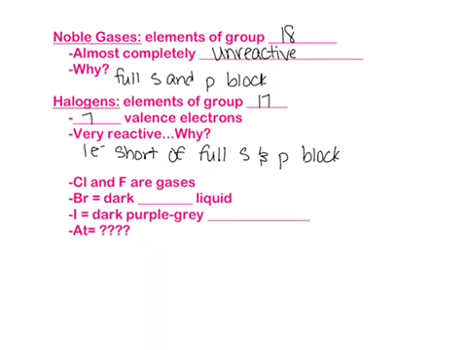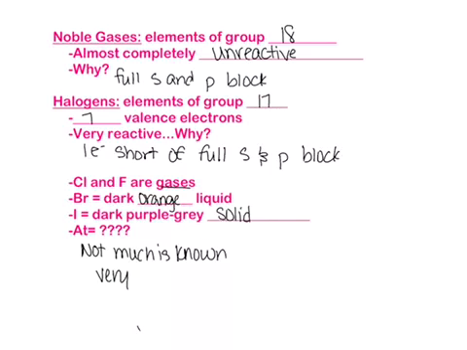In the halogens, we have chlorine and fluorine, and they're gases. Bromine is a dark orange liquid at room temperature. Iodine is a purple-gray solid. And then we have At. This particular element has a lot of unknowns. So not much is known about it because it's very rare. So it's hard to do research on it.